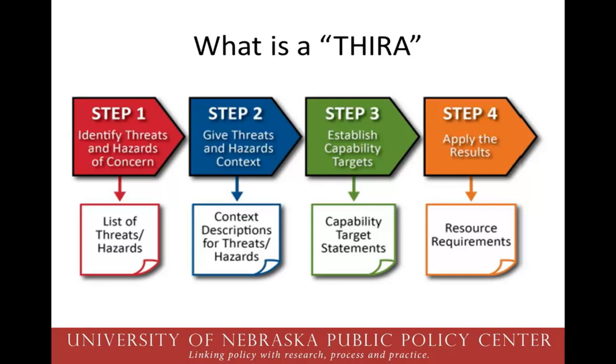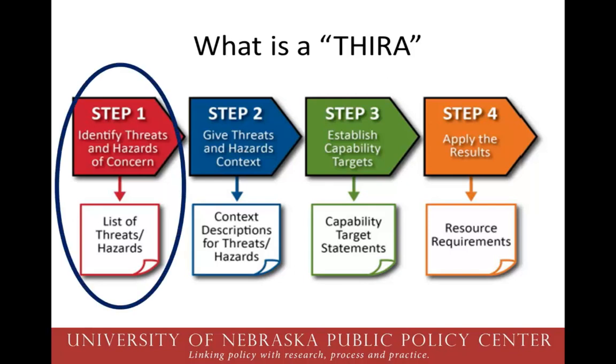This slide answers the question of what the THIRA process looks like. It is a four-step process that looks a little bit different for every jurisdiction, but the general activities are all similar. Step 1 involves identifying what the most likely threats and hazards are for your community or jurisdiction. These may be human-caused, such as technological, terrorism, or criminal acts, or natural disasters such as flooding, tornadoes, or drought.